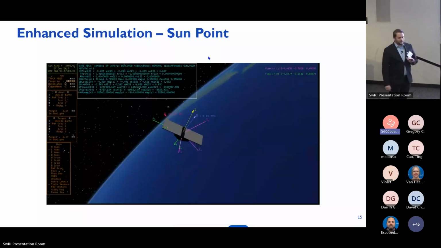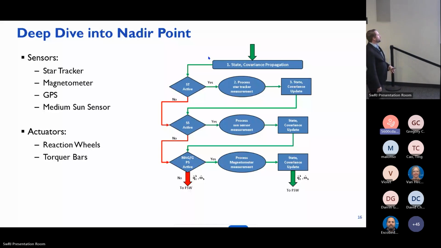So that was sun point, and this is nadir point, the other mode we wanted to show off. So here we have 4 sun sensors and 2 actuators. This algorithm is actually simpler than sun hold, even though it involves more stuff. So we have the star tracker, the magnetometer, the GPS, and the medium sun sensor. And then we have 2 sets of actuators, reaction wheels, and torquer bars.